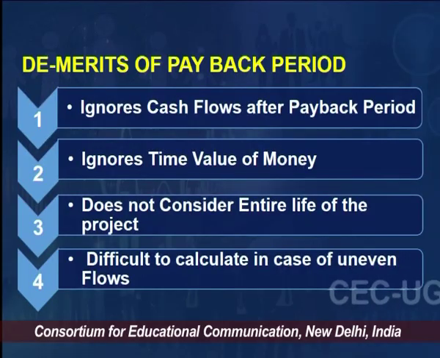The last point is it is difficult to calculate in case of uneven flows. As we just noticed in the past, if it is an even cash flow it is very quick. We simply divide the investment by the average inflows and we get the answer in years. But if it is uneven, then we have to make a cumulative cash flow. Even that is not too difficult, of course, but still it is a little more than the average. So, these are the limitations of PB or payback period.